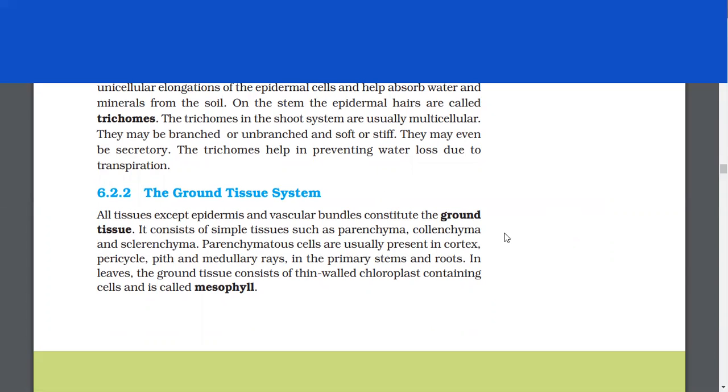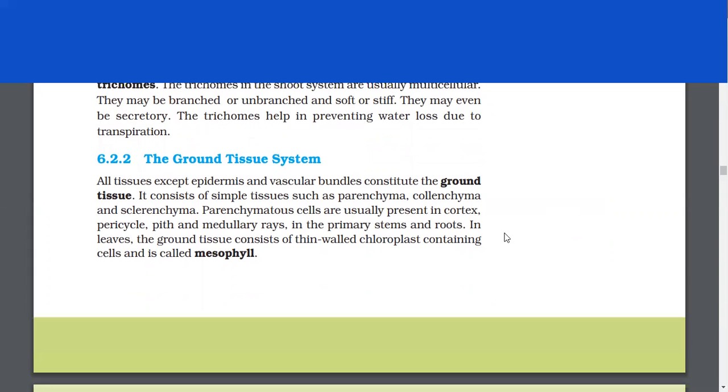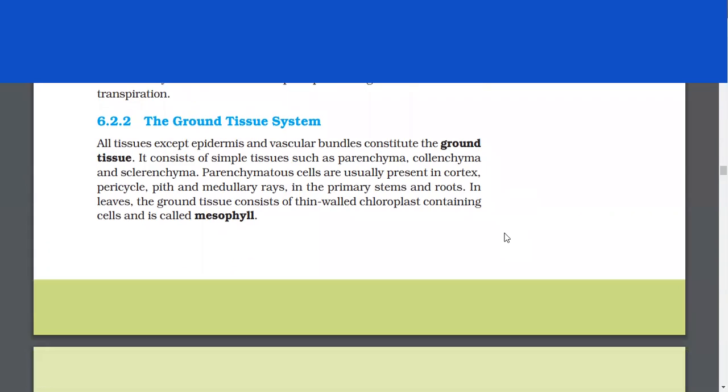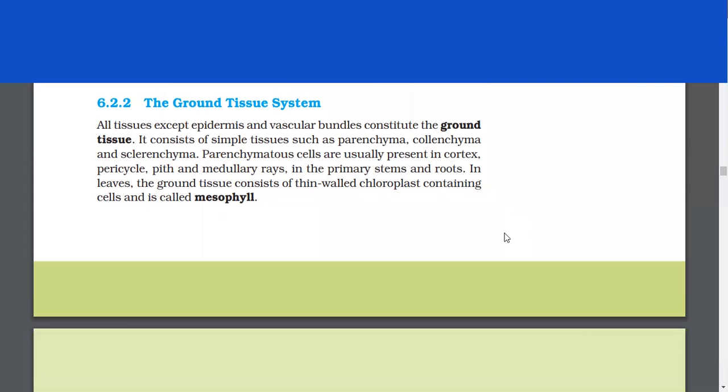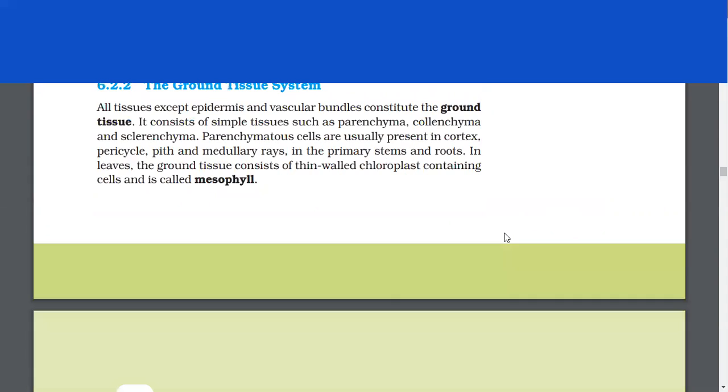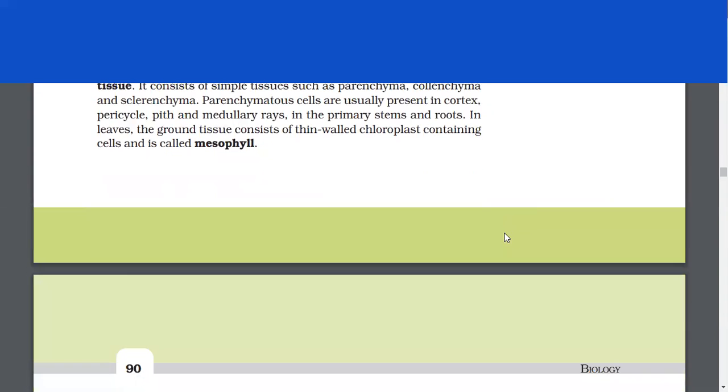The ground tissue system. All tissues except epidermis and vascular bundles constitute the ground tissue. It consists of simple tissues such as parenchyma, collenchyma, and sclerenchyma. Parenchymatous cells are usually present in cortex, pericycle, pith, and medullary rays in the primary stems and roots. In leaves, the ground tissue consists of thin-walled chloroplast-containing cells and is called mesophyll.